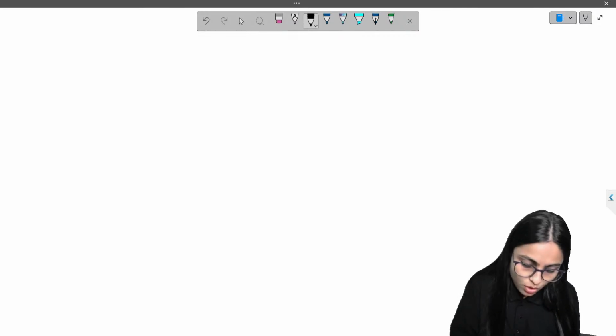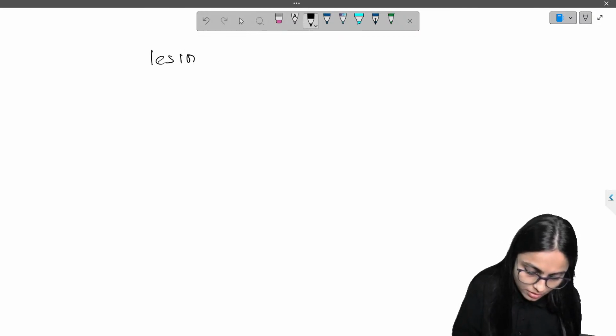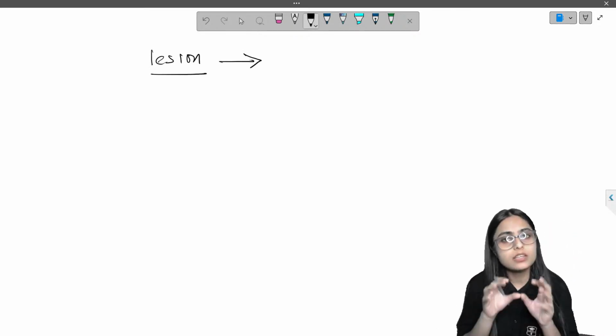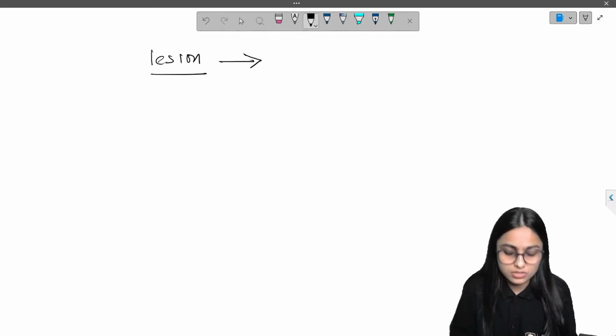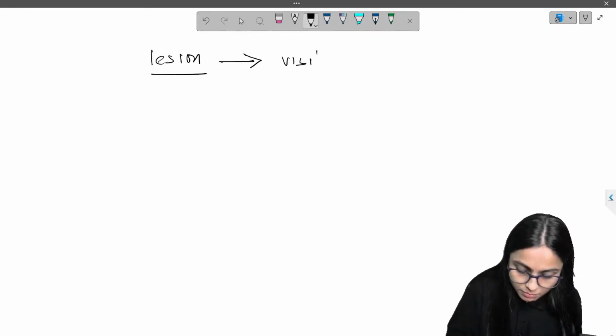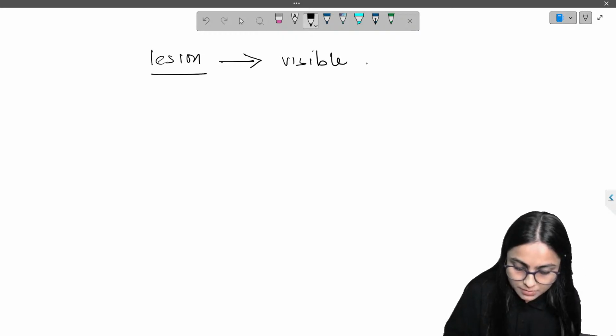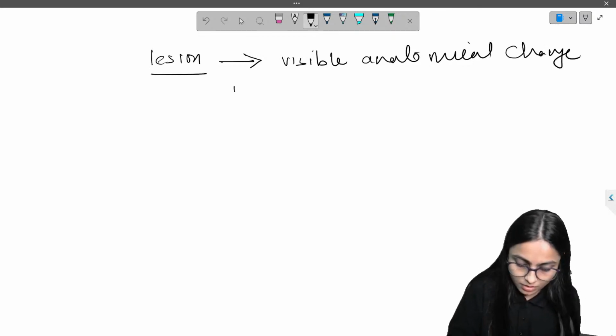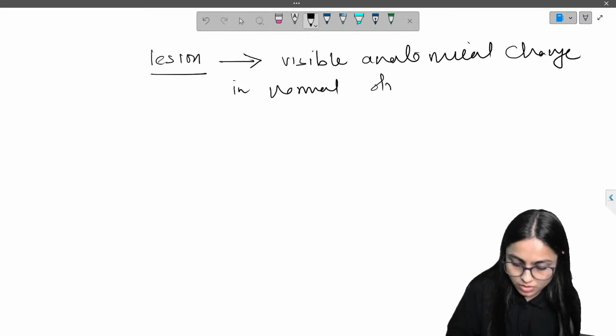When we talk about a lesion, a lesion is nothing but a visible change in the normal anatomical structures. All right, so a lesion is nothing but a visible anatomical change in normal structures.